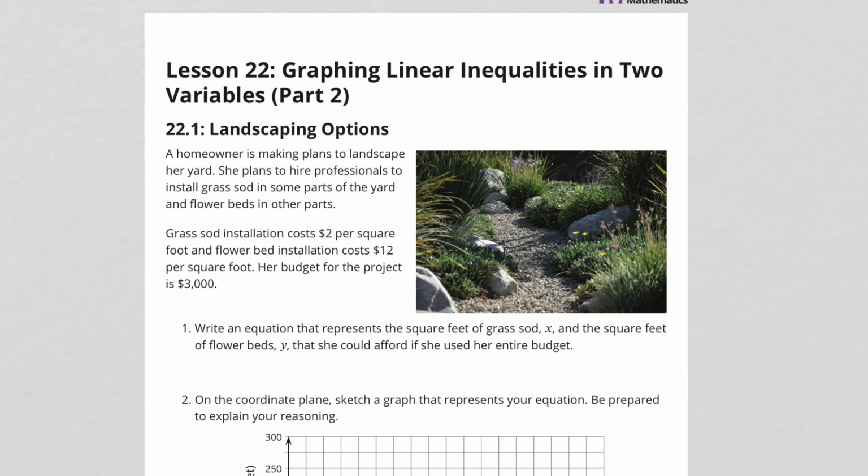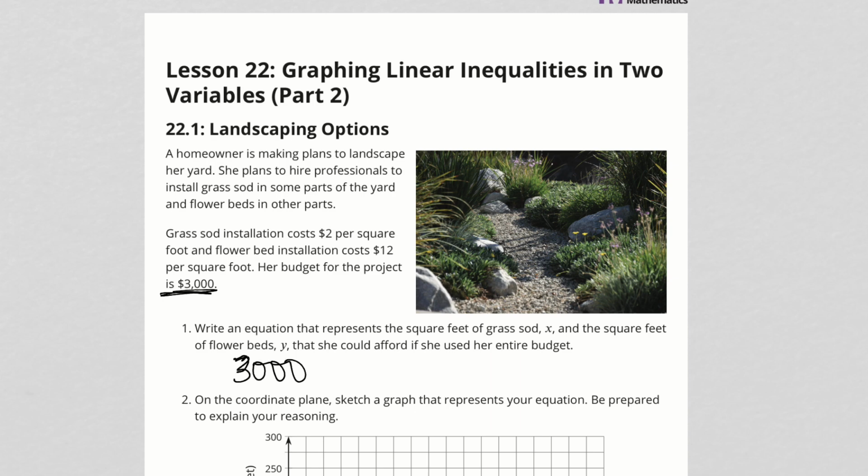Grass sod installation costs $2 per square foot, and flower bed installation costs $12 per square foot. Her budget for the project is $3,000. Write an equation that represents the square feet of grass sod X and the square feet of flower beds Y that she could afford if she used her entire budget. So, what's the maximum amount she can spend? It's going to be that $3,000. That's her budget.